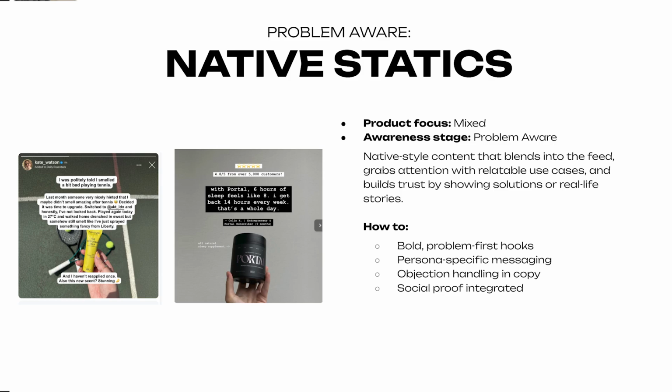So again, make sure to have everything down. Still, we're going to use very bold problem-first hooks, person-specific messaging, and objection handling, but the key thing here is that it blends with the feed. And as you can see, we're also going to use maybe some fake profiles to really make sure the ad showcases itself as a native format.